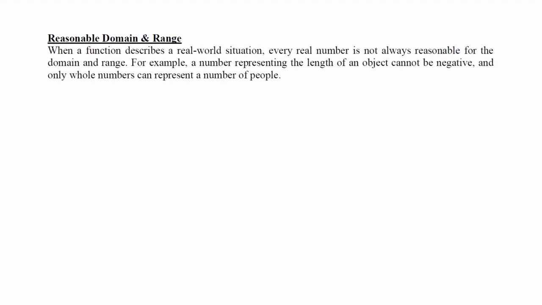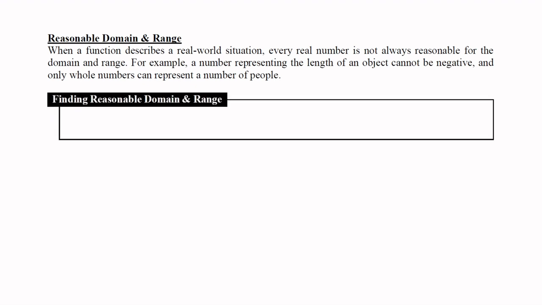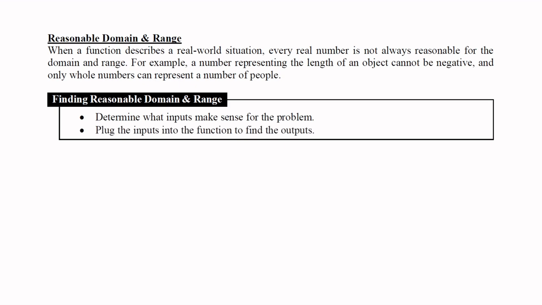So when a function describes a real-world situation, every real number is not always reasonable for the domain and range. For example, a number representing the length of an object cannot be negative because you can't have a negative number of inches. You can't have a negative number of miles. And only whole numbers can represent a number of people. We've talked about this. You can't have a fraction of a person. So when finding reasonable domain and range, you need to determine what inputs make sense for the problem, and then plug the inputs into the function to find the outputs.